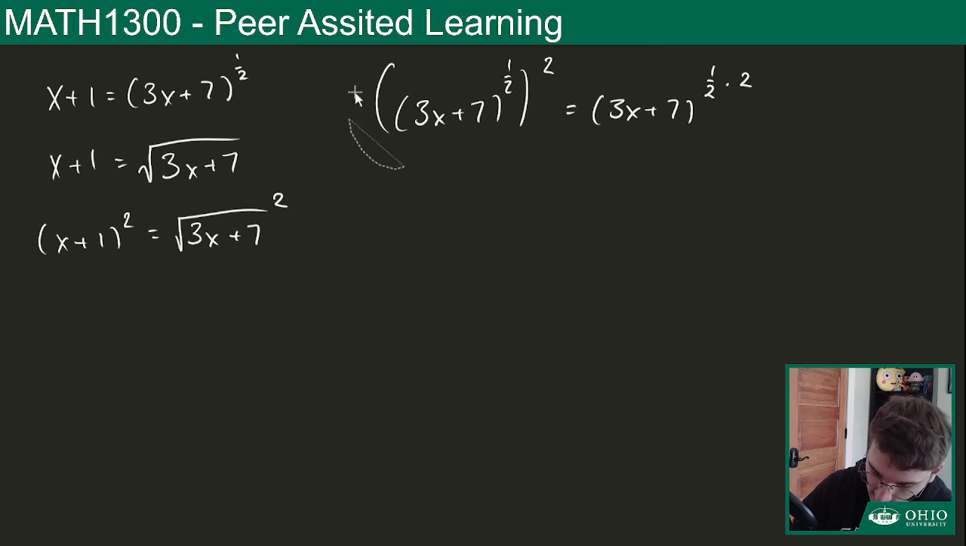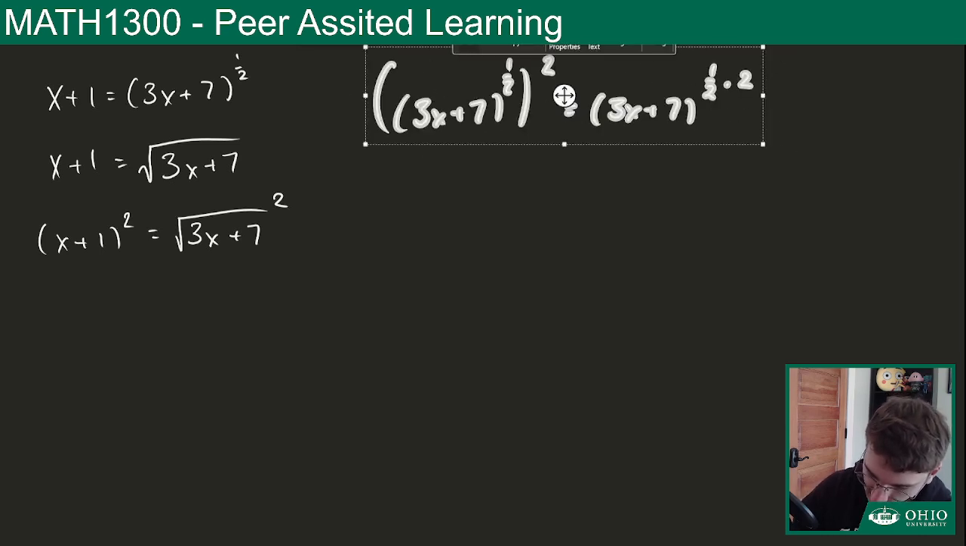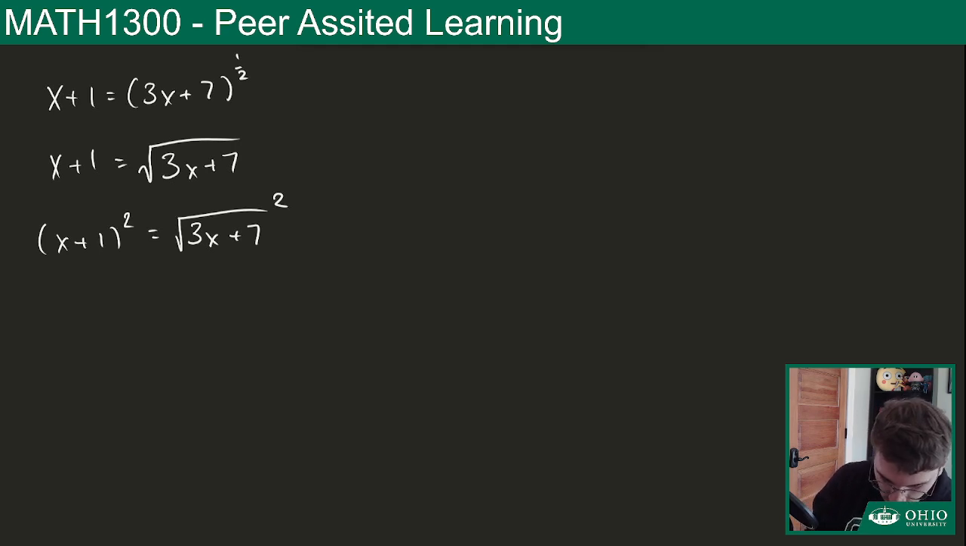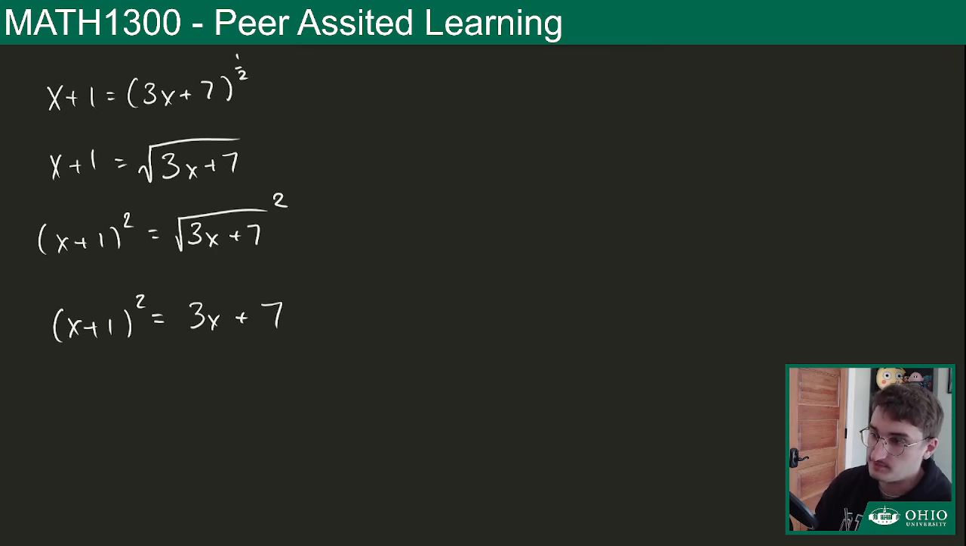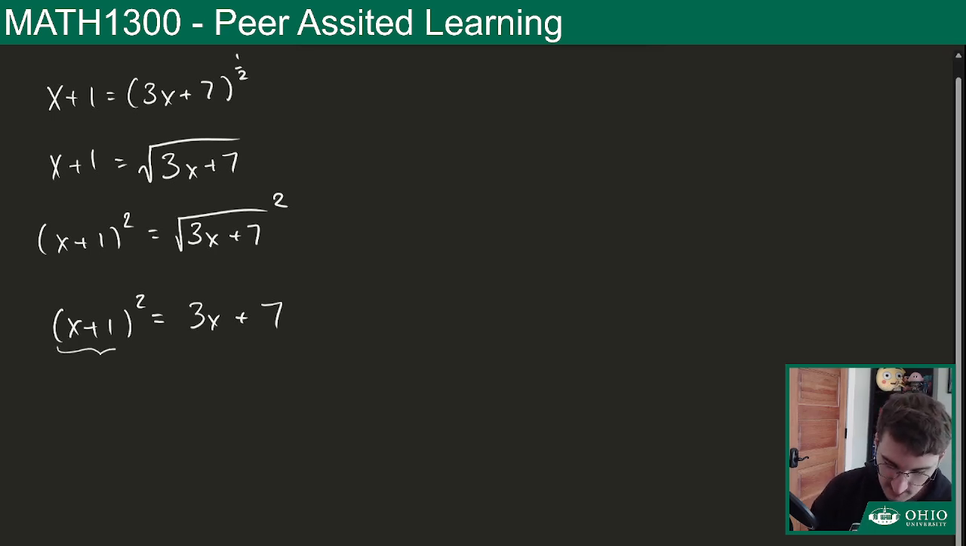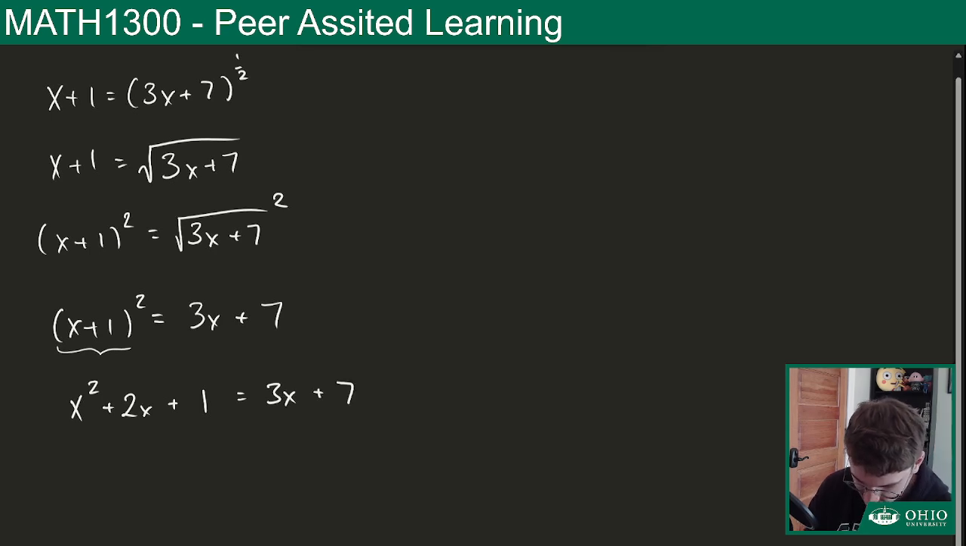But either way, we are going to simplify by raising to the power of 2, and what I have left over is this term on the side squared, but now I'm free of that root from before. So from here I can expand this left side of the equation and see what we get, and then we can solve this like a normal polynomial. So I have x squared plus 2x plus 1, and that equals 3x plus 7.